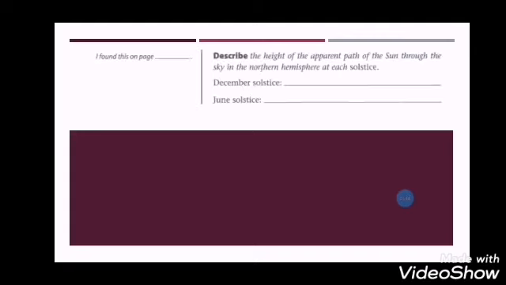Now, we have to describe the height of the apparent path of the sun through the sky in the northern hemisphere at each solstice. The answers to this question are found on page 733 in your book. For December solstice, the path of the sun is the lowest across the sky. As for June solstice, the apparent path of the sun is the highest across the sky.